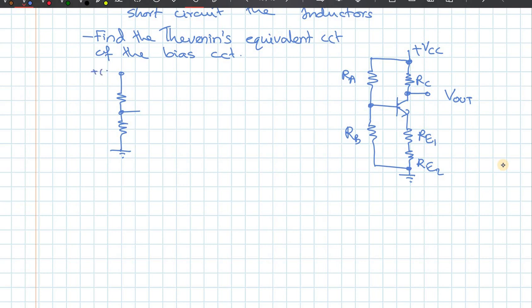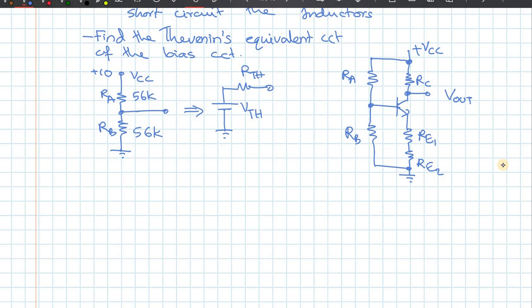So you have plus 10, this VCC, RA and RB, both 56K, 56 kilo ohms resistors. Okay, so I need to convert this into something like this. So this is RTH and this is VTH. What are these values? This is what we are going to find out. Okay, this is not hard to find.